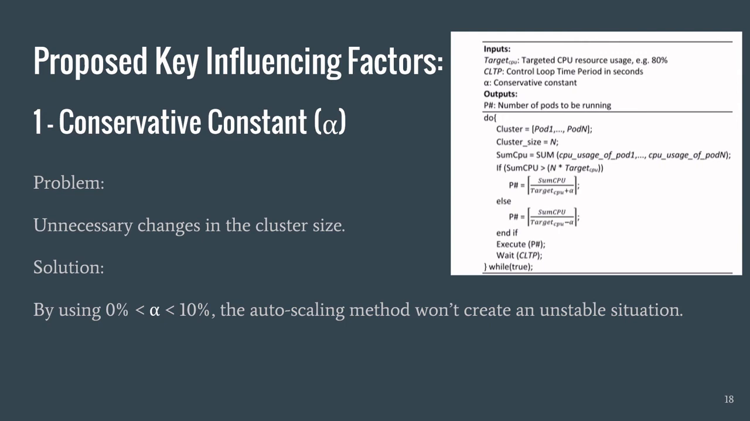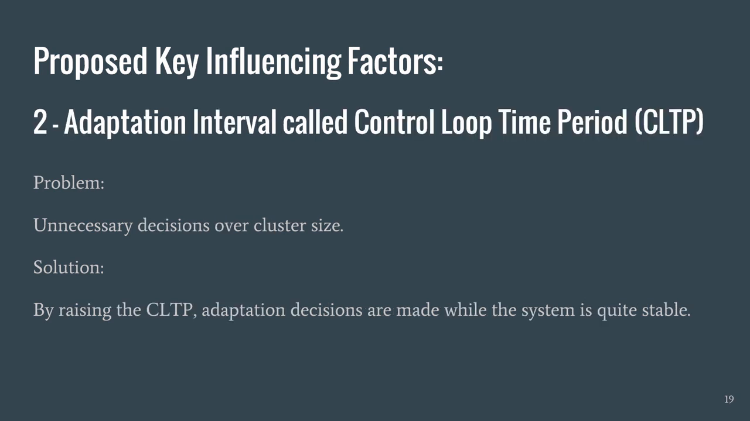So looking at the first key factor, we have the conservative constant, which refers to a problem that can happen: minor fluctuations in the workload density might lead to frequent unnecessary automated changes in the cluster size. So the solution is to use this constant with a value between 0 and 10%. This way, the autoscaling method won't terminate or create new instances that will result in an unstable situation.